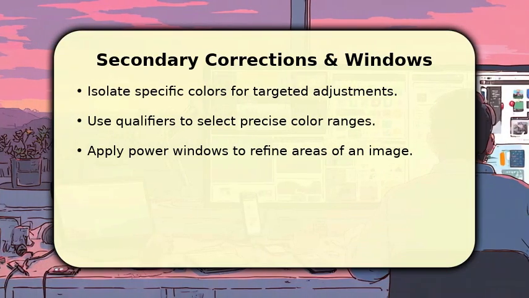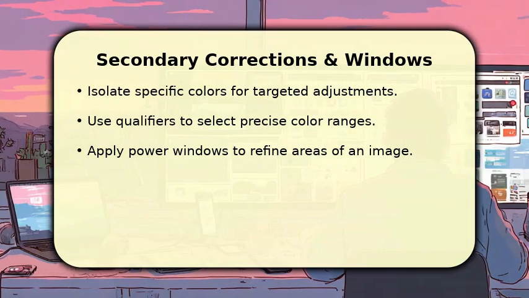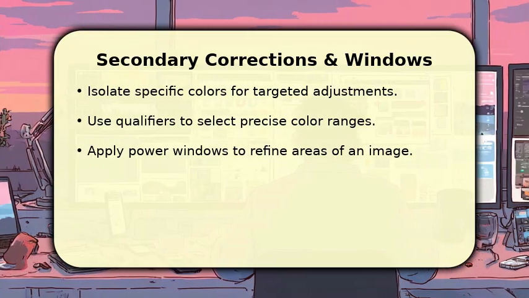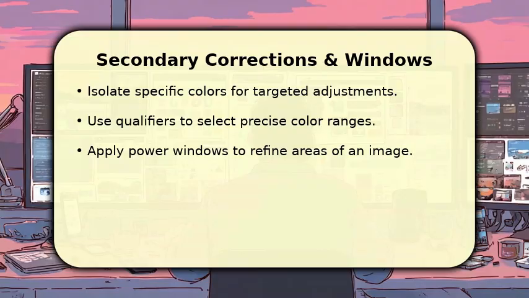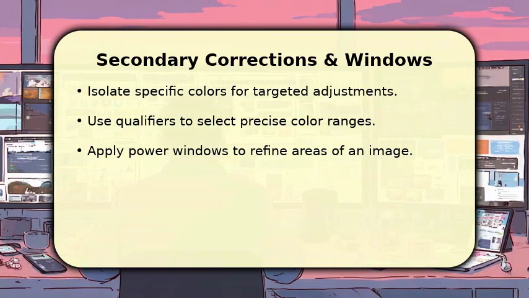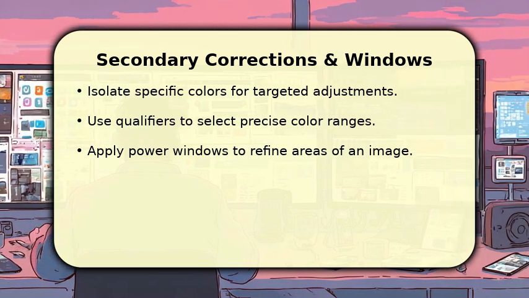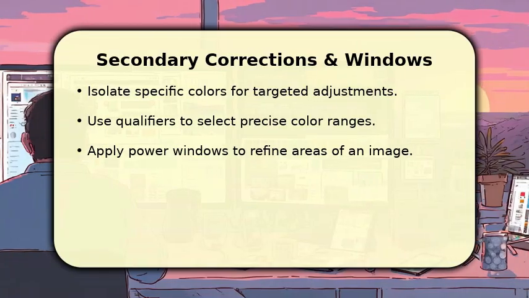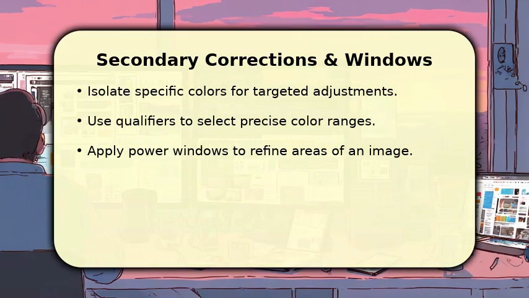You'll discover how to use qualifiers to select precise color ranges, like a specific shade of blue in the sky or a person's skin tone. Then, we'll apply power windows, which are customizable shapes, to refine and adjust particular areas of an image. This allows for highly targeted enhancements, such as brightening a face or darkening a background, giving you incredible control over your visual storytelling.